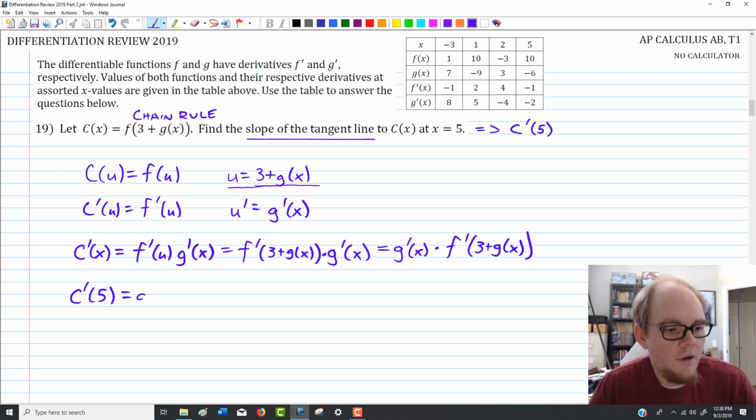That was specifically what we were asked for. It's going to be g prime of 5 times f prime of 3 plus g of 5.